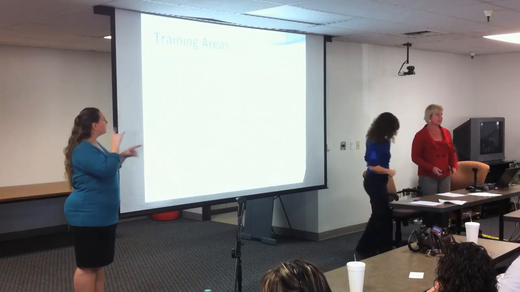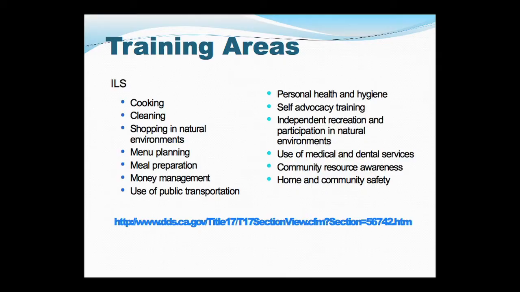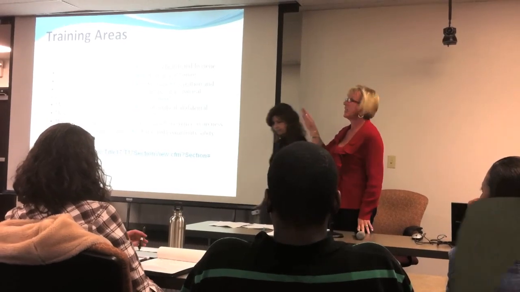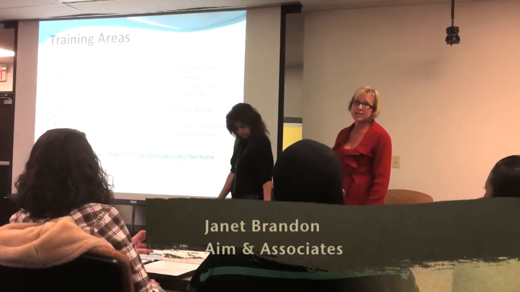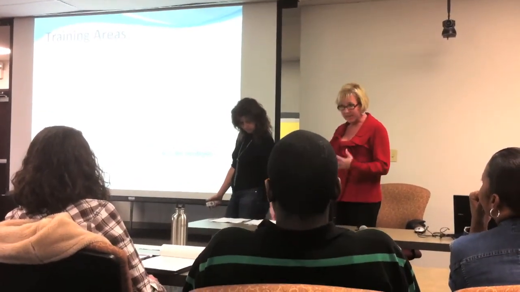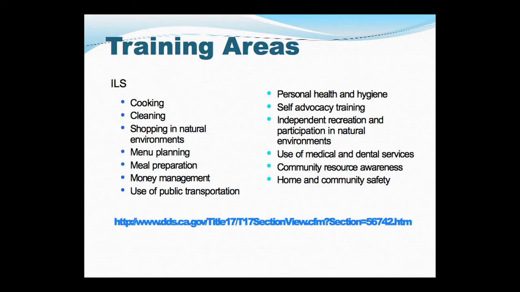For ILS, there are 13 categories as per the regulations, and once again, it's covered under Title 17, so when you want to access this information on the website, you'll be able to look those up if you don't know. When you are writing your ISP, you should always make sure that the goals include one of these 13 categories. If you have a goal for your consumer and it is outside these 13 categories, it will come up before the committee and it will be questioned. So as you're setting goals, keep in mind those 13 categories.